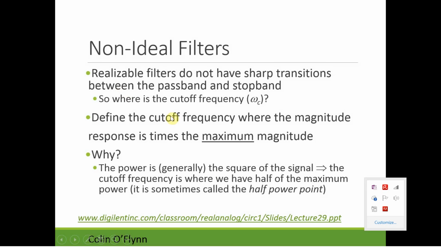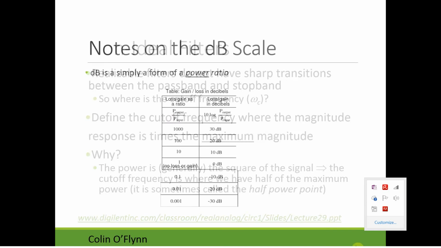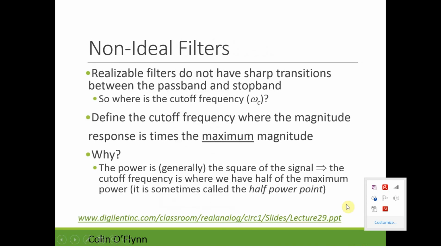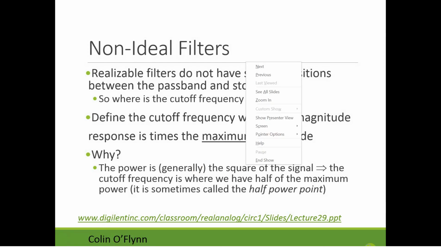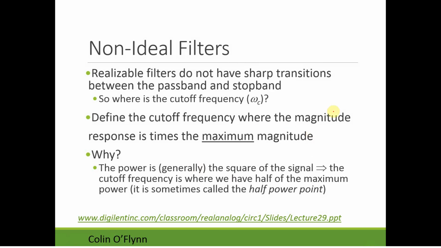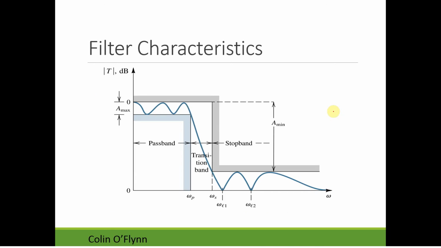But basically, what we're going to be using is what's known as the half power point. The half power point is where the power becomes half of what the maximum output power was. So at that point, if we go back here, the edge of the pass band will be wherever the power reaches half of the output power.